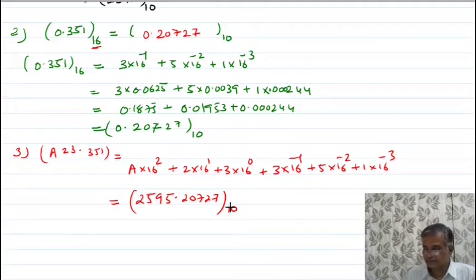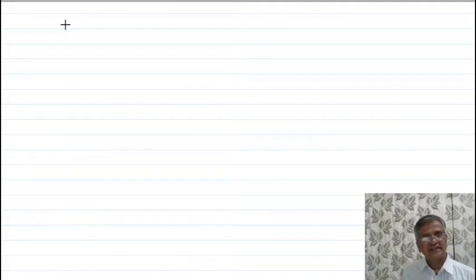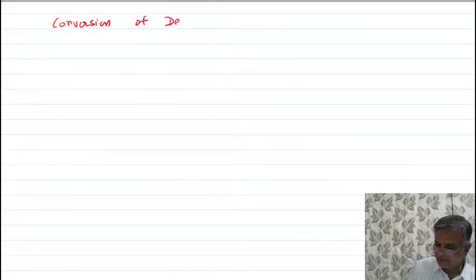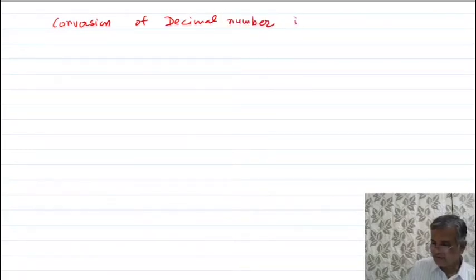This is the method I am showing you for the conversion of a hexadecimal number into a decimal number. Now let us see the conversion of a decimal number into a hexadecimal number. Let us see the method.